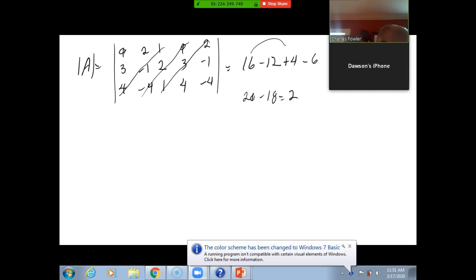Now, here's what makes these triangular matrices so wonderful: to find the determinant of one of those, you simply multiply your main diagonal entries, and that's it. Because everything else is multiplied by 0 from one of those upper or lower triangles.